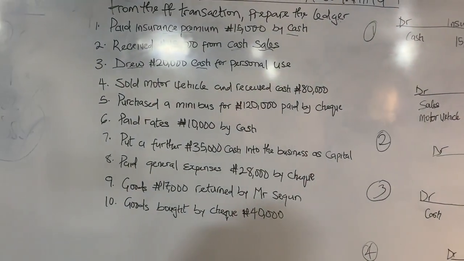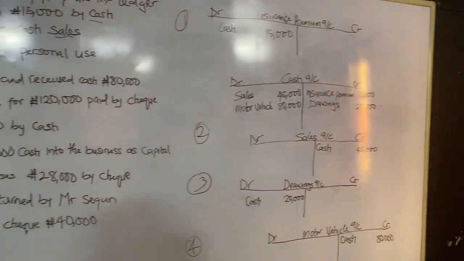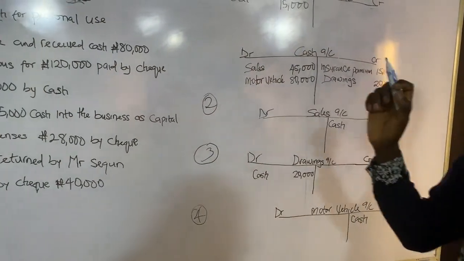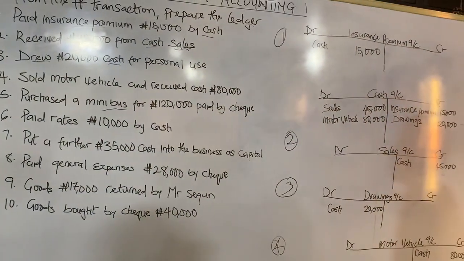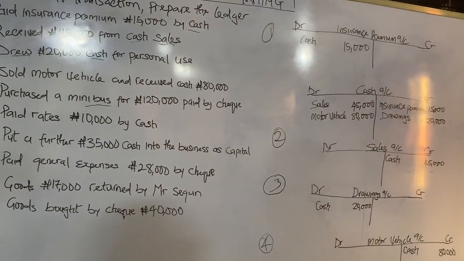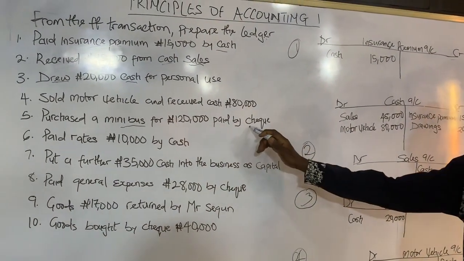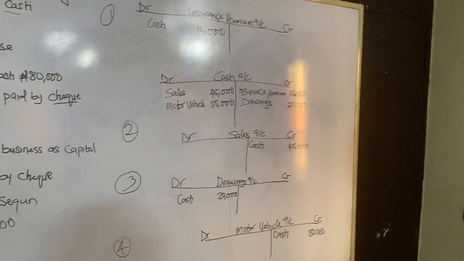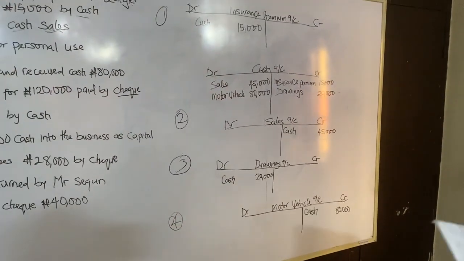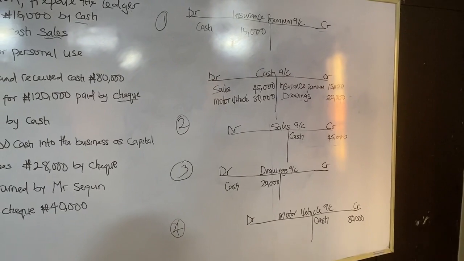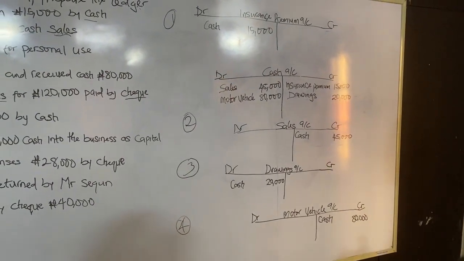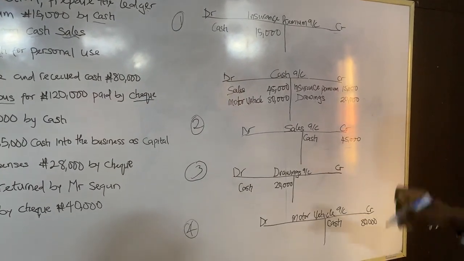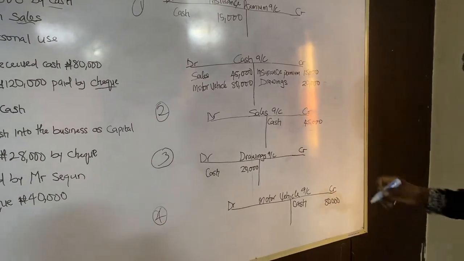Purchase a minibus for 120,000 naira by check. You purchase a minibus. So the account that's been affected is minibus. That one has increased in value. And check, which is bank. So when you purchase minibus, that means your minibus account, your motor vehicle account, has increased, while your bank will reduce in value by 120,000 naira.